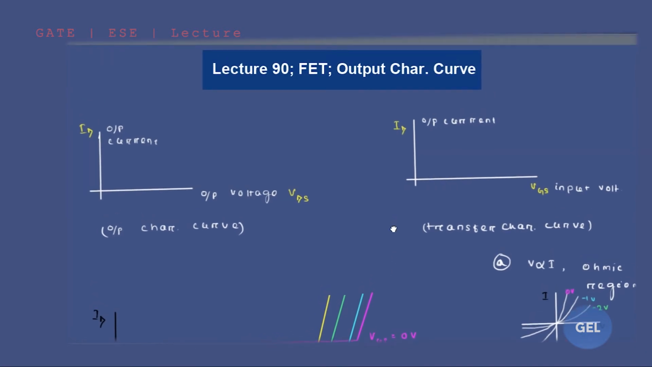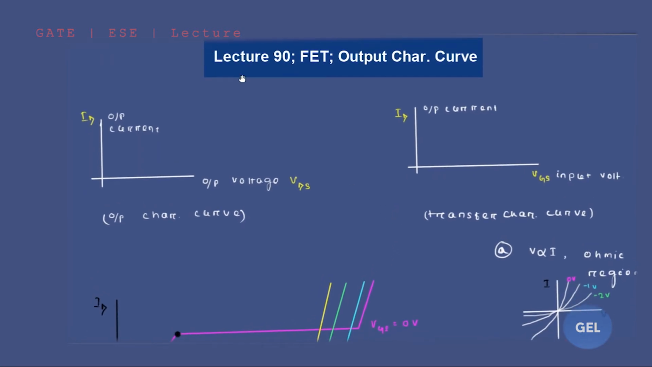Welcome to Char, GATE ESE lecture. We are in lecture number 90 of PDC. Now this is the 6th module, that is our FET. Here we are going to discuss the output characteristics curve. This lecture is going to be extremely important for the JFET subject.